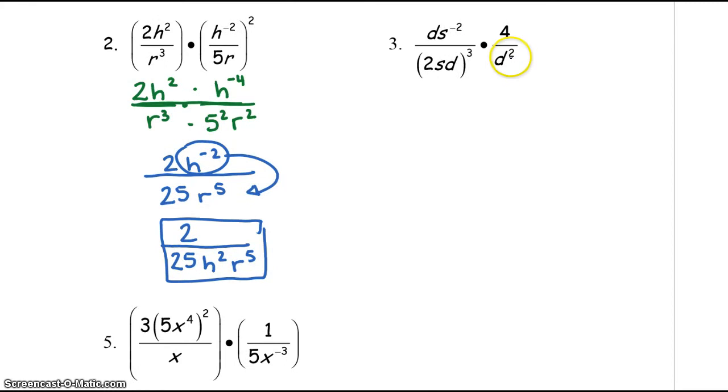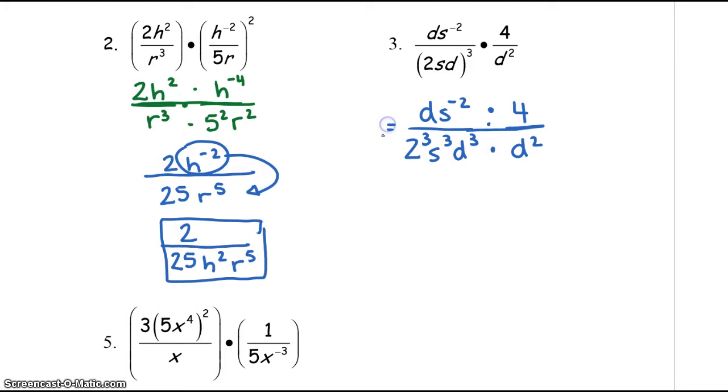Example number 3, I can actually combine these, but I'm going to take care of this parenthesis with the cube first before I do that. So I'm going to just write d times s to the negative 2 divided by 2 to the third power, distributing the power of 3, s to the third power, d to the third power, times 4 over d squared. Now there are no parentheses. I can go ahead and combine these two fractions, giving the multiplication to the top and bottom. And that way I can work with the top first and then the bottom and then combine.